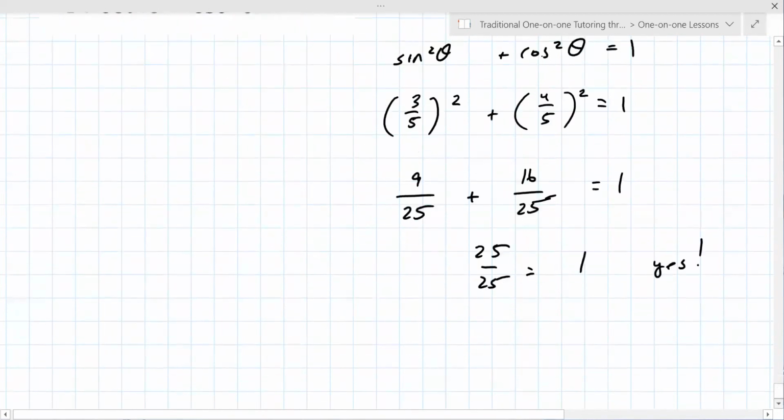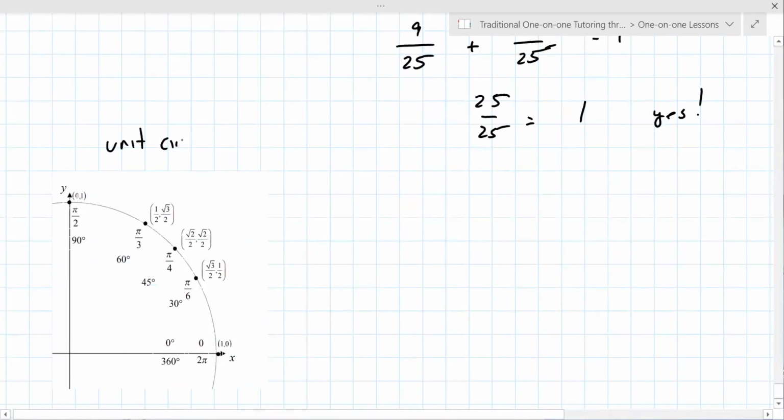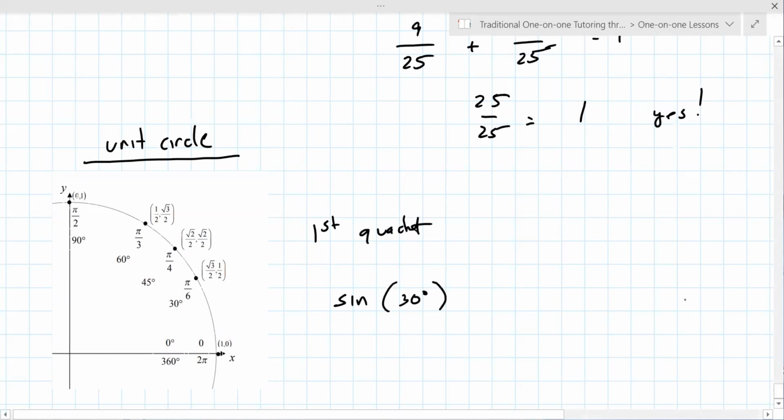All right. What else here? Let me grab this. I hope the answer is yes to this. Have you seen the unit circle before? No. Something like this. I can give you the full picture, but this is the first quadrant. I've seen the 90 degrees, 60, 45, 30, 0, and the 360. So if I asked you for the sine of 30 degrees, do you know what to do? No. Okay.